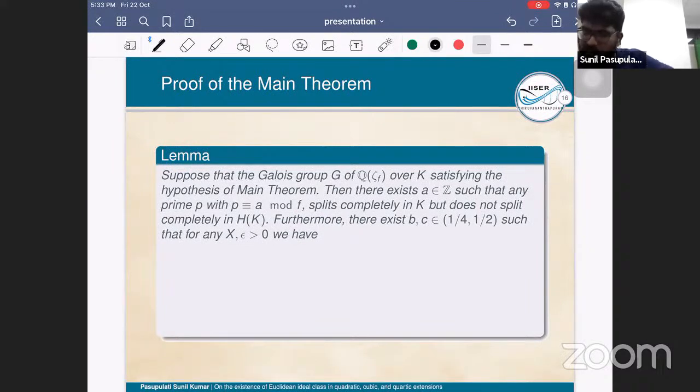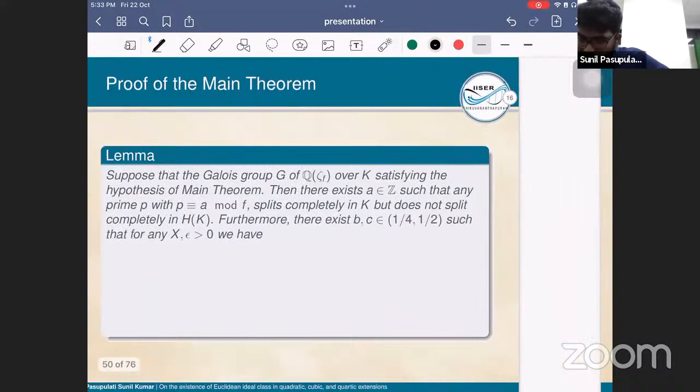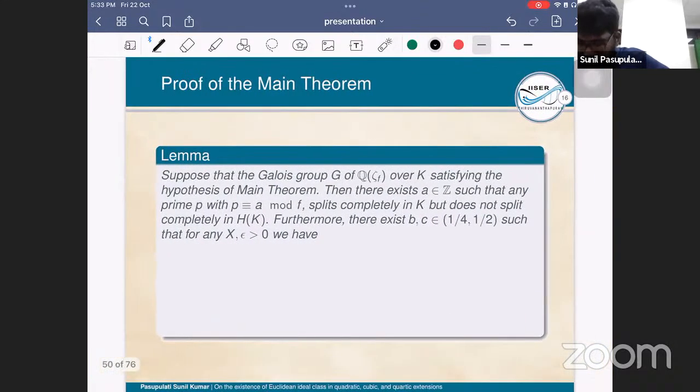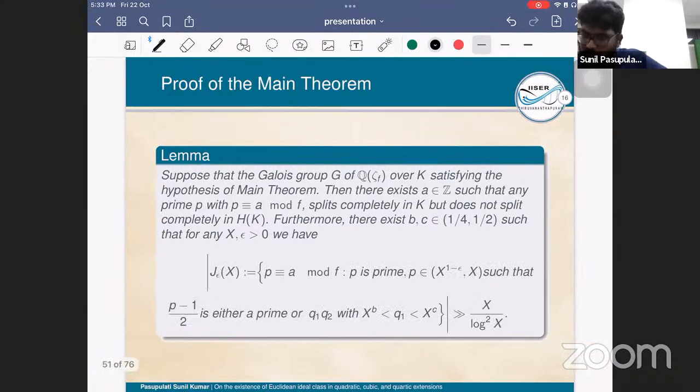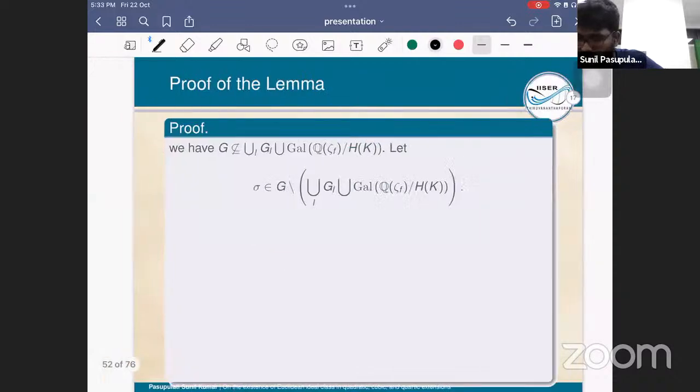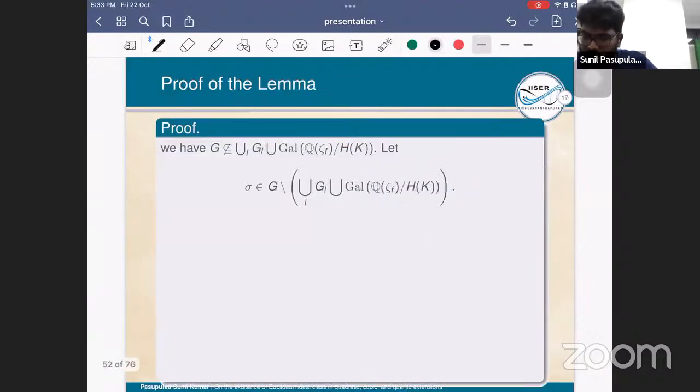Furthermore, there exist B, C in (1/4, 1/2) such that for any x and epsilon greater than or equal to 0, we have something like this. So here is where I'll be using Heath-Brown's lemma. But let's quickly go through how the proof works.